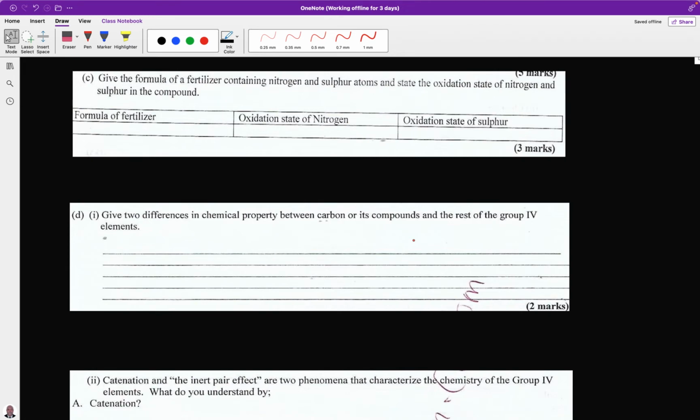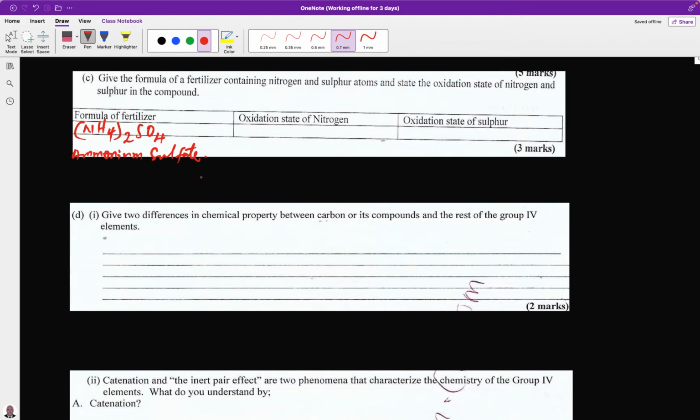Ammonium sulfate is something like this: (NH4)2SO4. Call it ammonium sulfate.